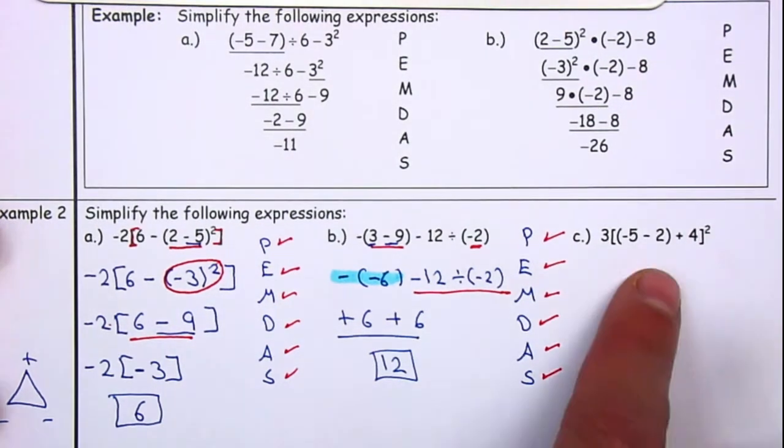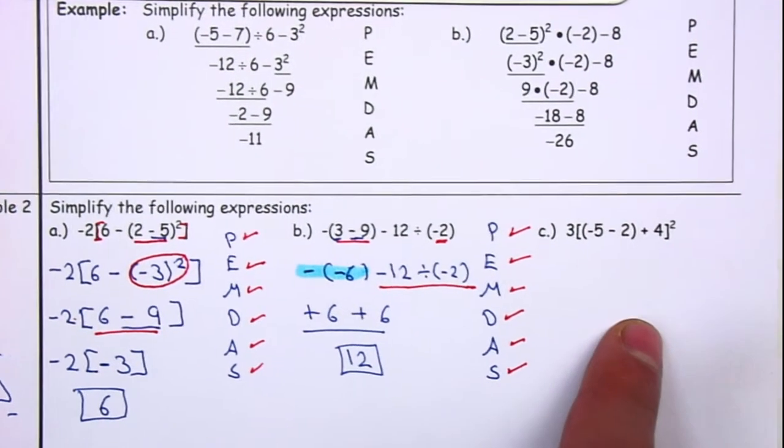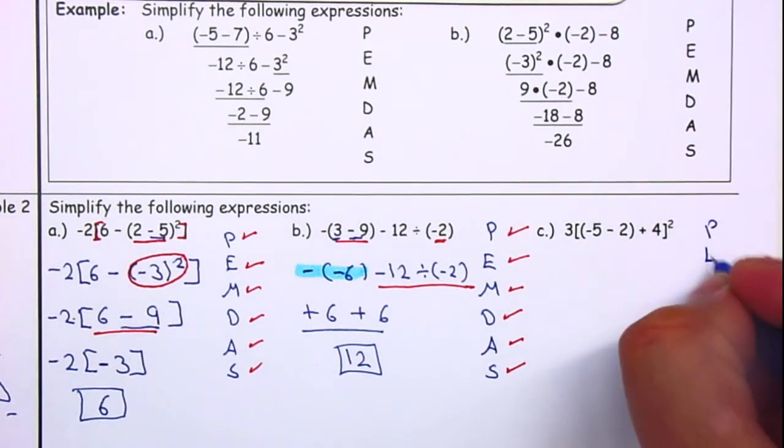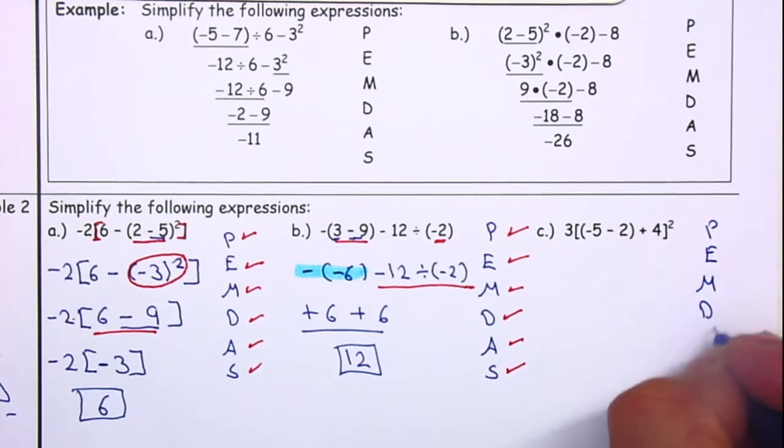Go ahead and try letter C. Go ahead and pause it. See if you guys can figure out letter C by yourselves. And then we'll work it out. So for letter C, first thing we want to do is write down PEMDAS on the right-hand side.